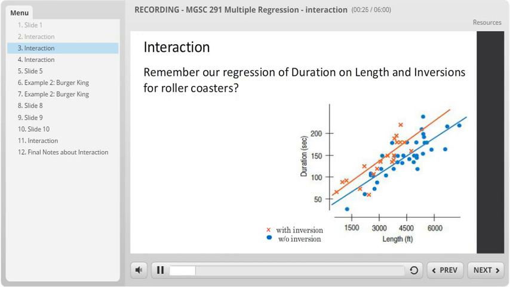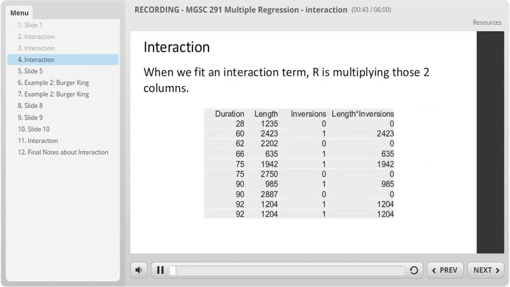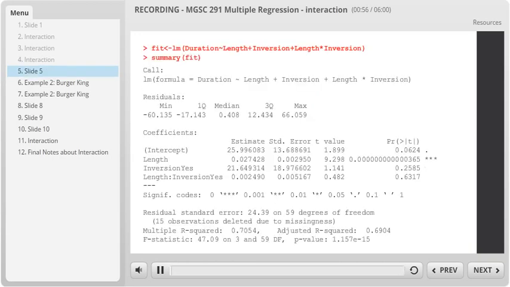Remember our regression of duration on length and inversions for roller coasters? The scatter plot of the two groups of coasters looks like a non-significant interaction because the slopes look roughly similar. Let's check the p-value to confirm this. An interaction term implies a multiplicative effect on the response. So when we fit an interaction term on length and inversions, R is multiplying those two columns.